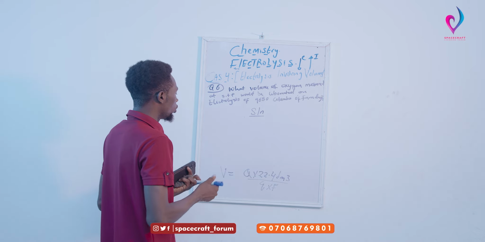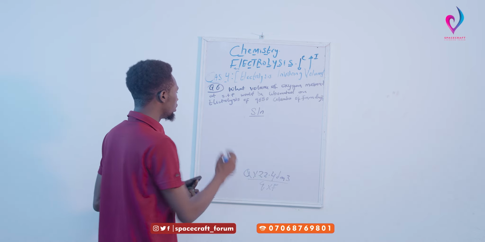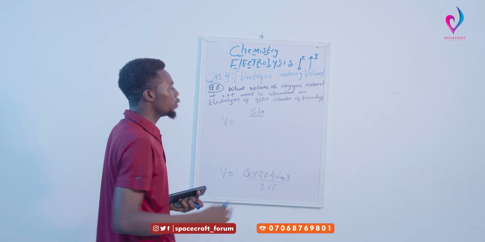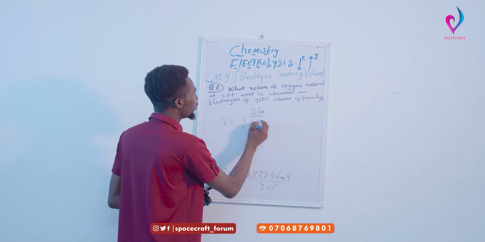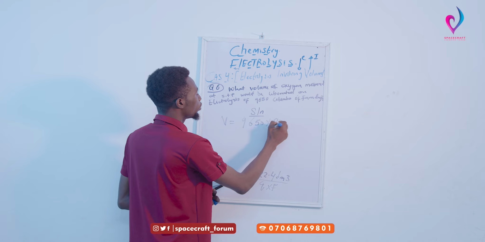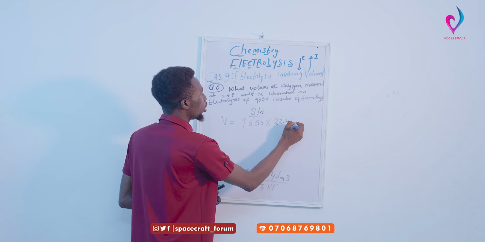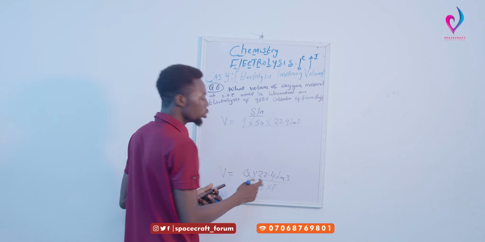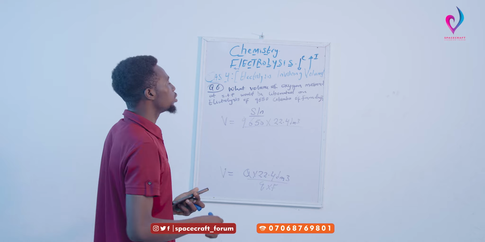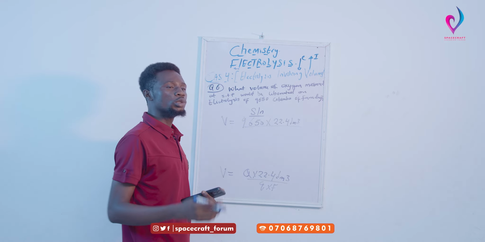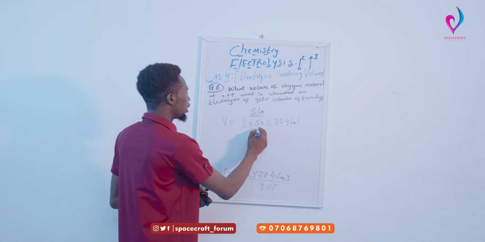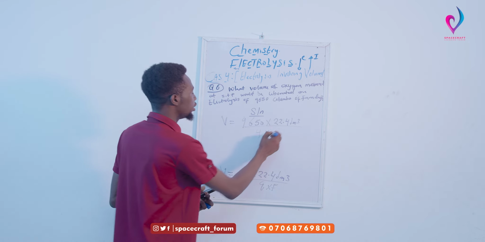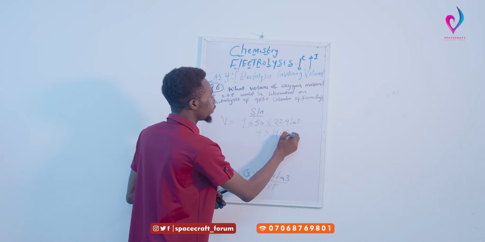From that question, what is the quantity of electricity? V is equal to the quantity of electricity from that question, which is 96,650 times 22.4 dm³ all over q. The small letter q is the charge of the element. I said that anytime you are working with oxygen, the charge of the element oxygen is equal to 4. That is 4 times 1 Faraday, which is 96,500.